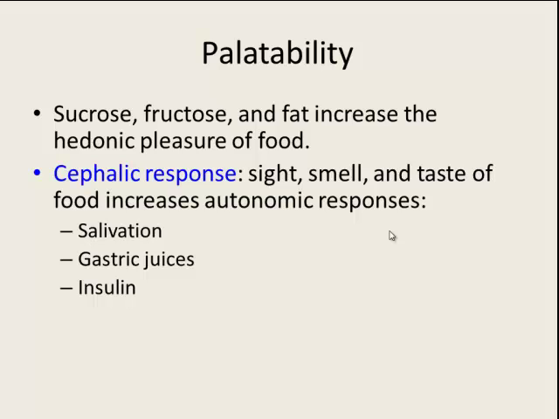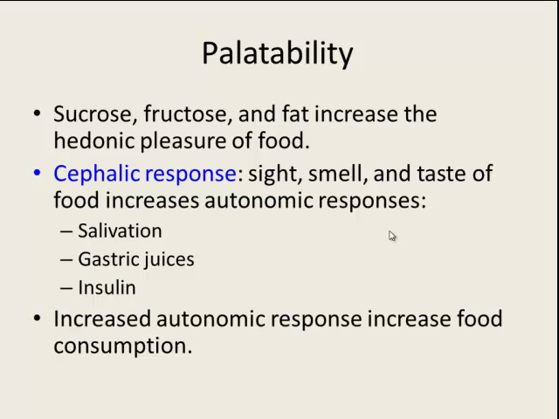So, a lot of people say that food comes in through the eyes, it comes through the nose, you see those things, and those will cause a reaction that will make you hungry. Increased autonomic response increases food consumption. The autonomic response is the salivation, is the gastric juices, is the insulin, all because you're just looking and smelling food.